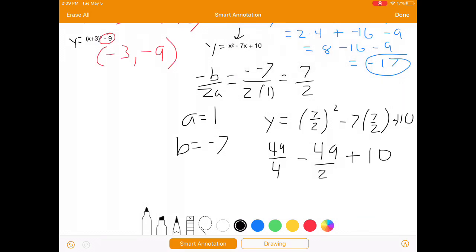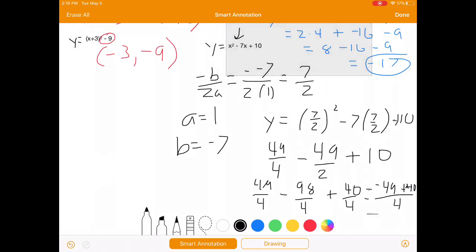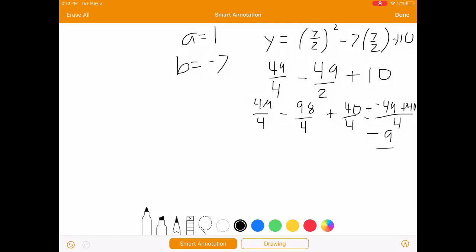With the fractions, we need to get common denominators, so we can leave the 49 over 4 and change this to 98 over 4. And just to make everything with a common denominator, I'm going to put that as 40 over 4. And that's going to give us 49 minus 98 is negative 49, plus 40, over 4. So negative 9/4 is going to be our y. So our x was 7/2, and our y was negative 9/4.